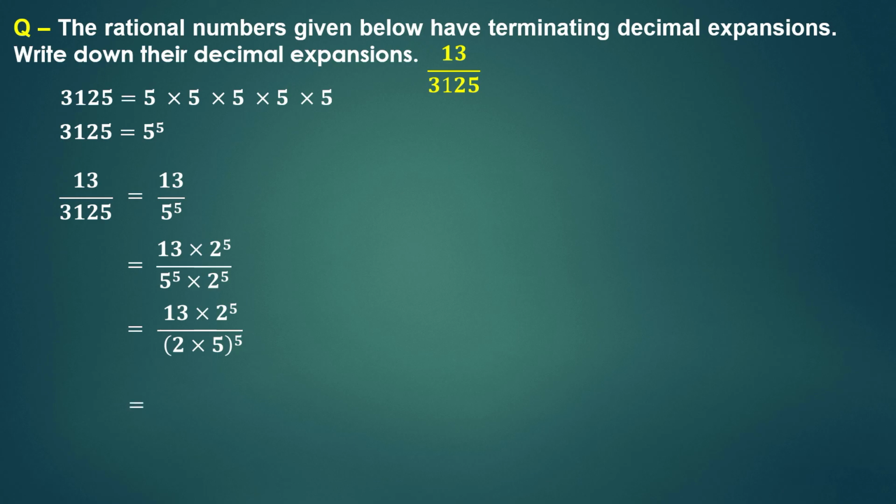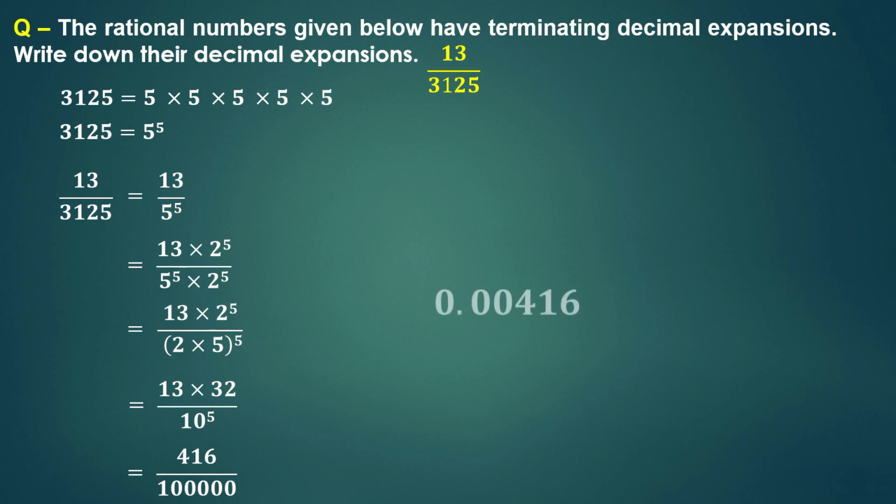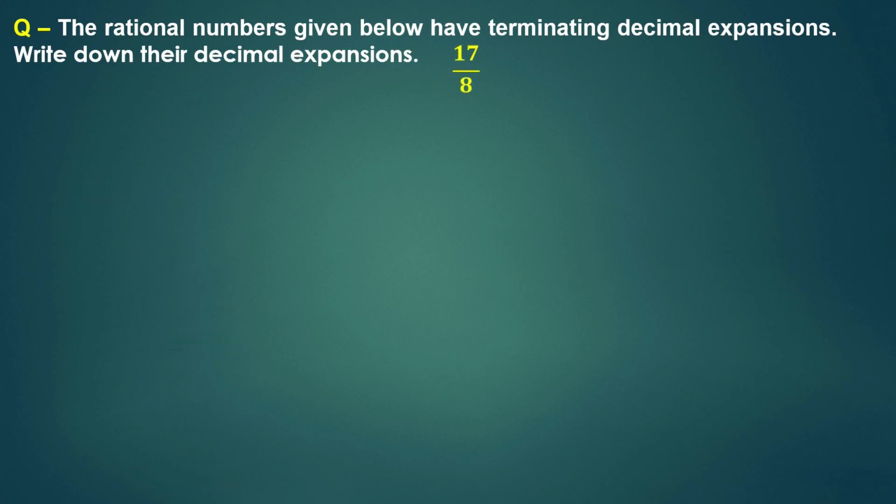We can see that now we get the denominator of the form 10 to the power 5, which is the desired form, and in the numerator we have 13 into 32. On multiplying the numbers given in the numerator, we get 416, and we have 5 zeros in the denominator. So, we will move the decimal point 5 places to the left to obtain the answer 0.00416. Moving on to the next number, which is 17 by 8.